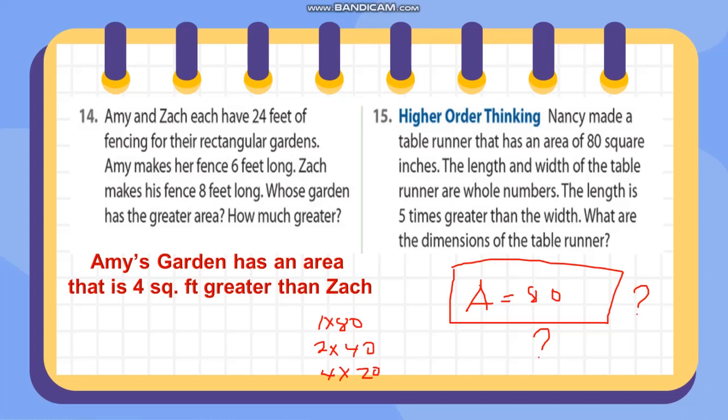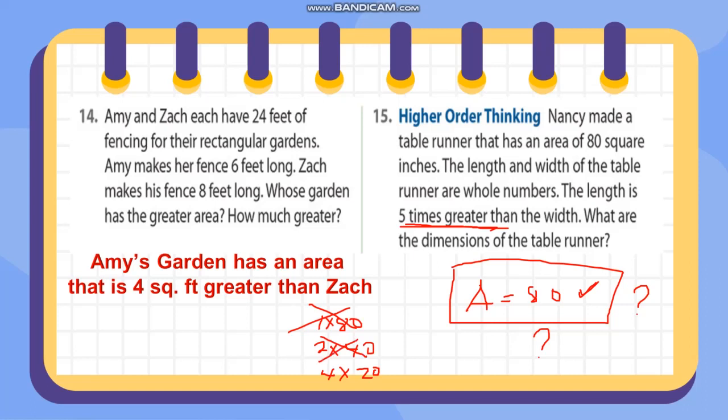If I use 1 times 80, it's correct, the area is 80. But the question is, is it 5 times greater? 1 times 5 is 5, not 80, so this is not possible. How about 2 and 40? 2 times 40 is 80, that's correct. But is the length 5 times greater? 2 times 5 is 10, not 40. That's why that is not the correct answer.